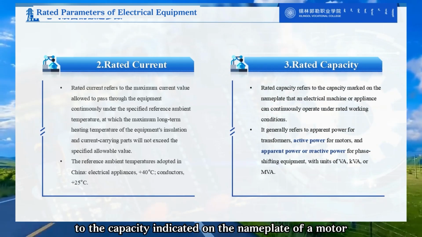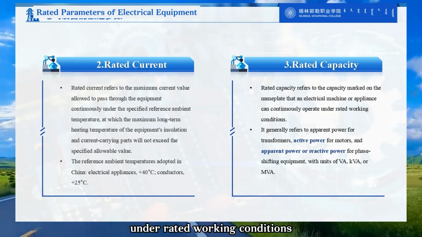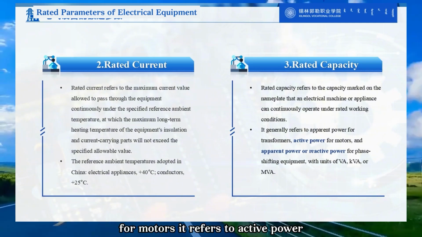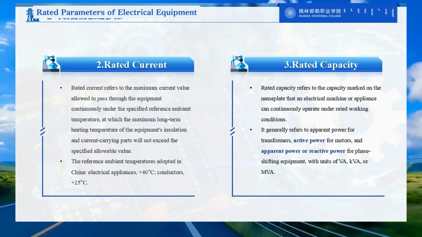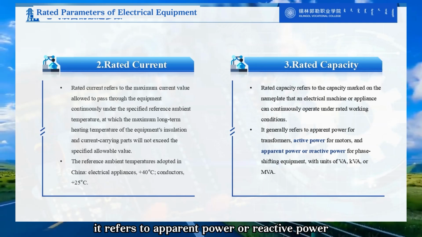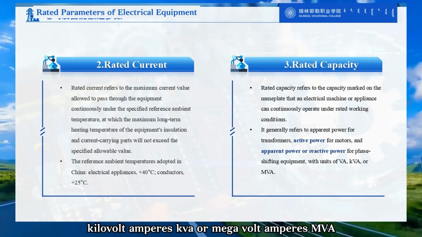3. Rated capacity. This refers to the capacity indicated on the nameplate of a motor or electrical appliance that can operate continuously for a long time under rated working conditions. Usually, for transformers, it refers to apparent power. For motors, it refers to active power. For phase compensation equipment, it refers to apparent power or reactive power. The units are voltamperes, VA, kilovoltamperes, kVA, or megavoltamperes, MVA.